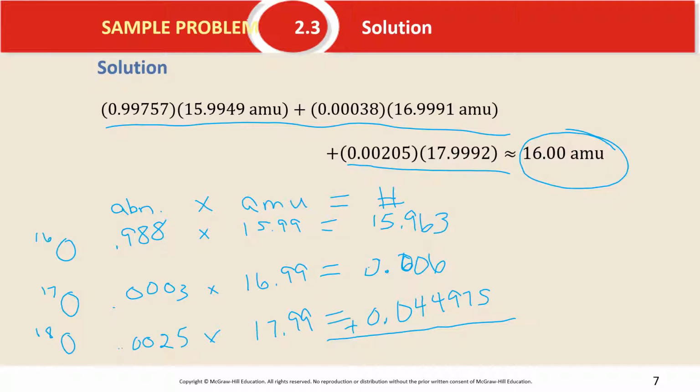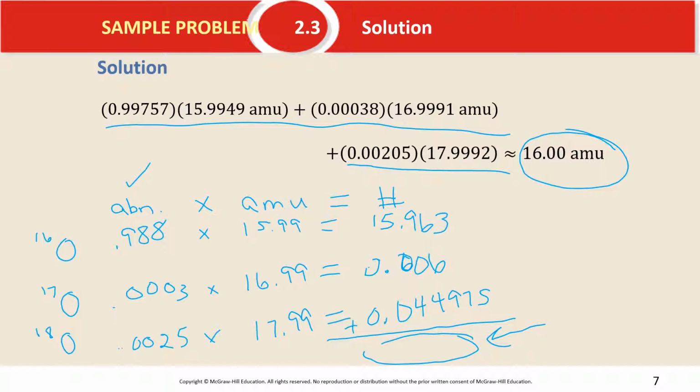So this is always going to be your setup where you have your abundance, or the percentage that's converted to a decimal, your atomic mass unit, which is going to be given. You're going to get the number, and then you add it up, and whatever this adds up to be, that's the number you see on the periodic table. It takes into account all the isotopes of each individual element.